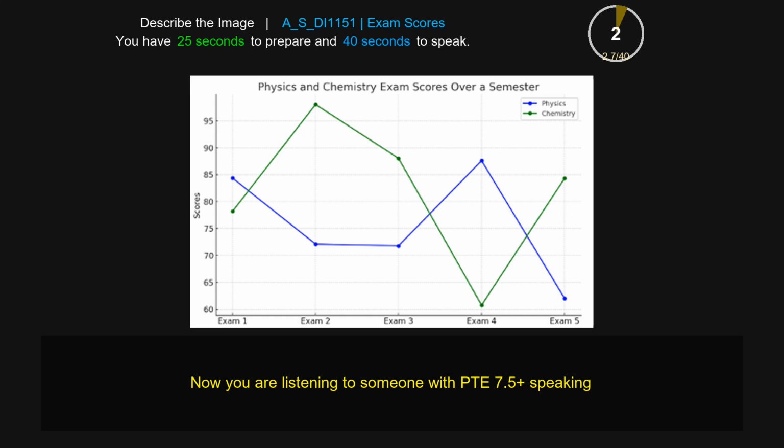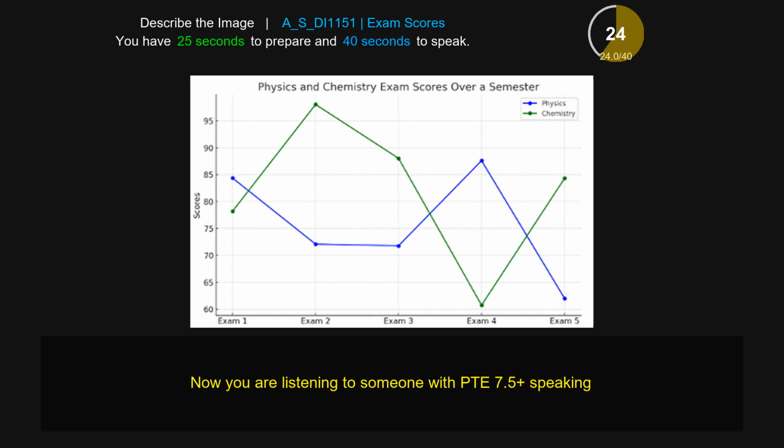The captured image is the line graph that consists of information about physics and chemistry exam score over a semester. Here, the score has been mentioned from 60 to 90%, and the exams mentioned are exam 1 to exam 5. As seen in the figure, the chemistry is represented in the green color line, whereas physics in the blue color line, that is a dotted line.